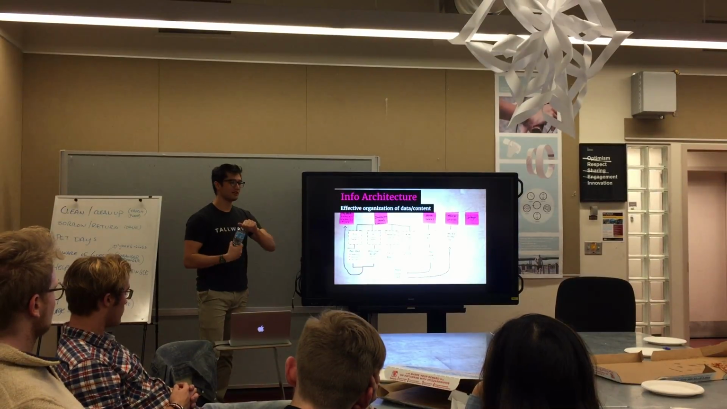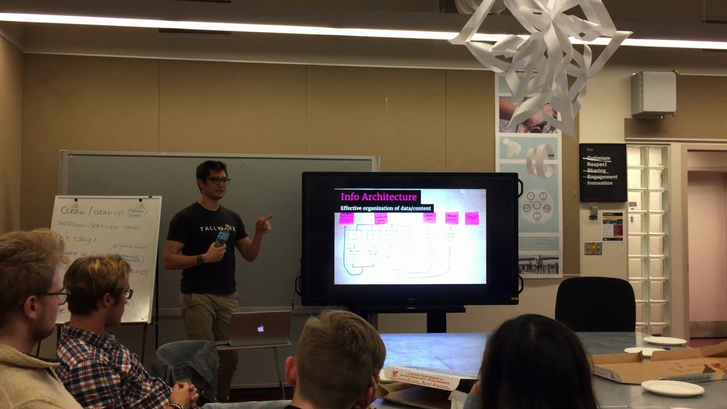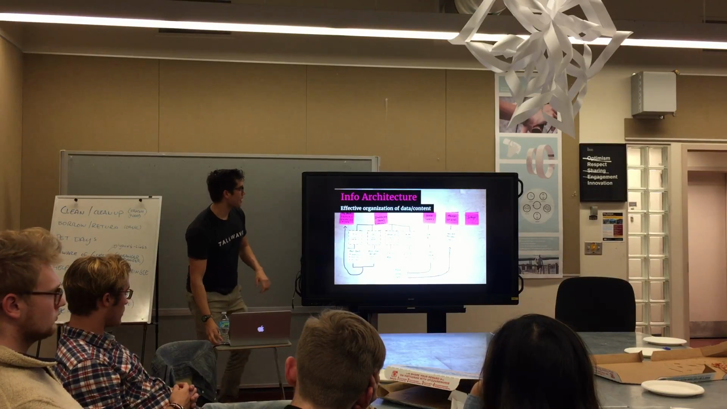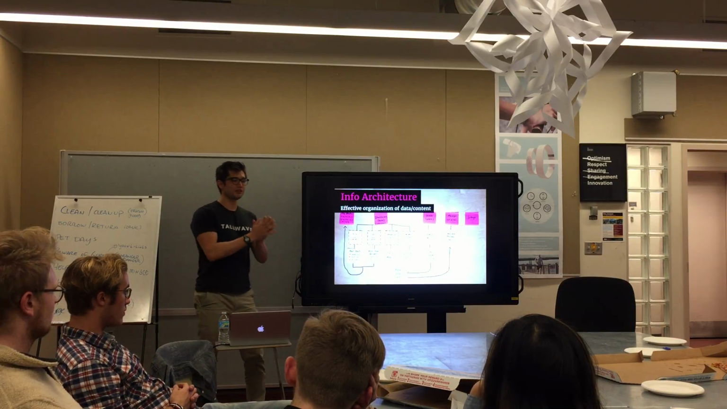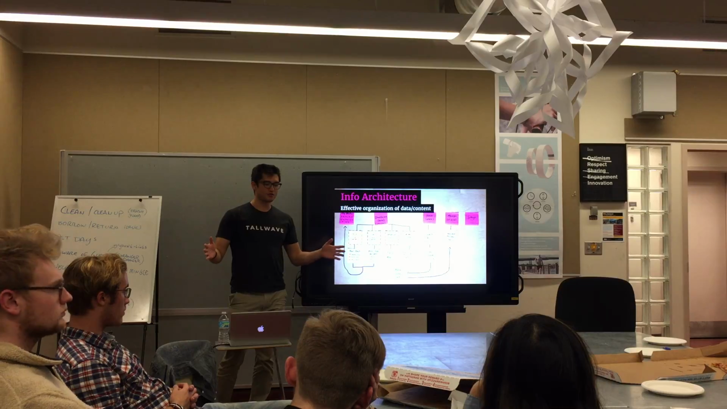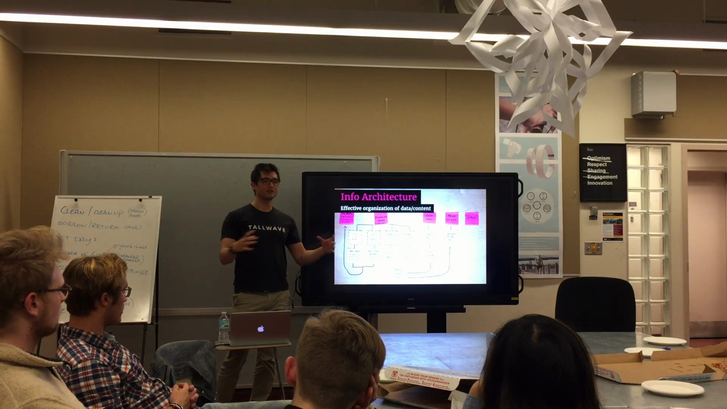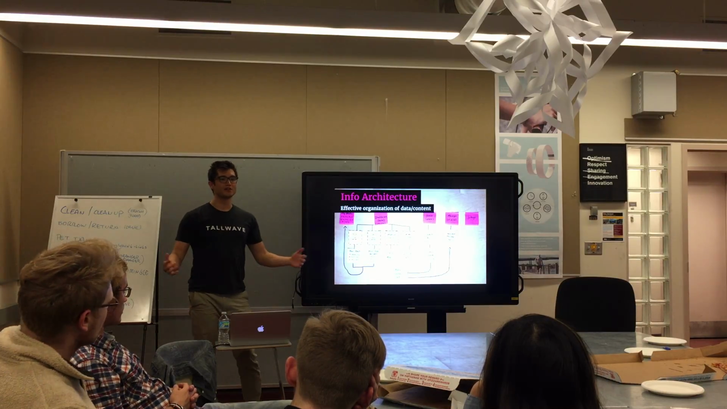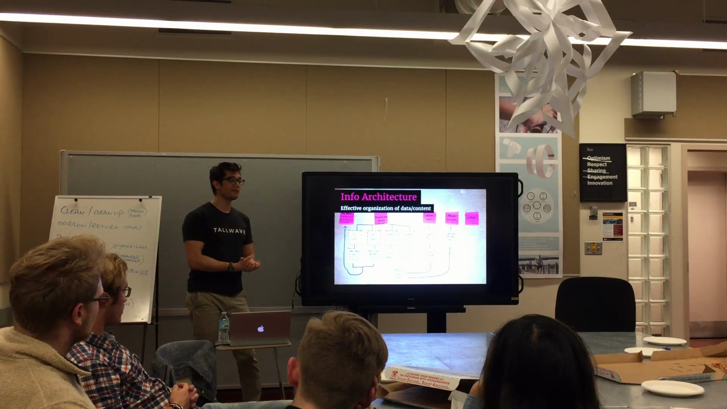Information architecture. Who's heard of this? Yes? Cool. So information architecture is when you basically look at a product and you try to map out what is the structure of my data. So a basic example might be Facebook.